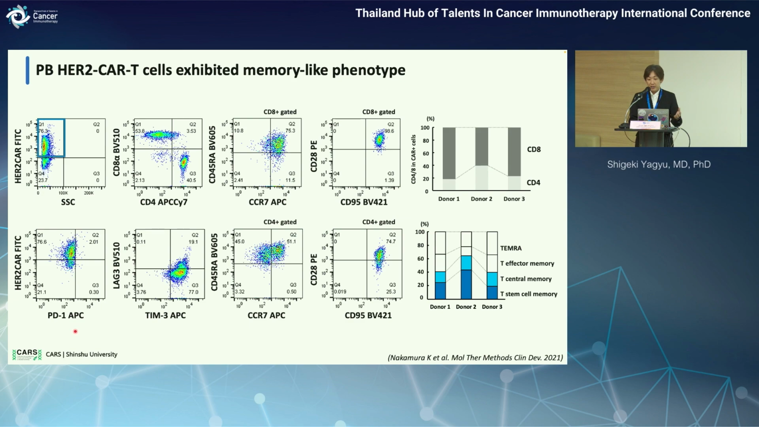Finally, we could obtain around 70% CAR-positive T cells with dominant CD8-positive and stem cell memory-like phenotype, defined as CD45RA, CCR7, CD28, and CD95 positive fractions. And notably, these T cells have scarce PD-1 and low LAG3, but high TIM3 expression, as you can see here.